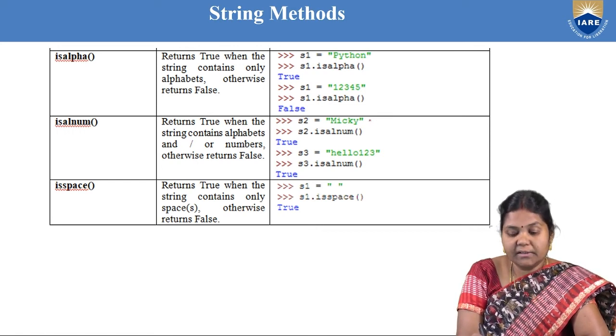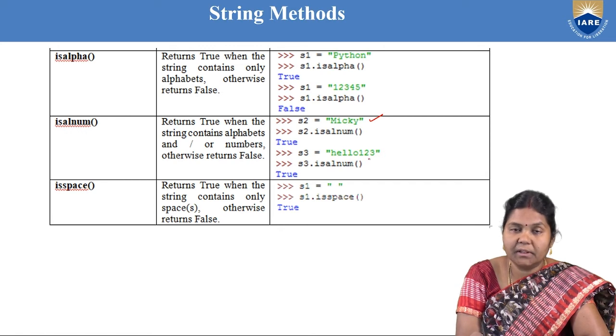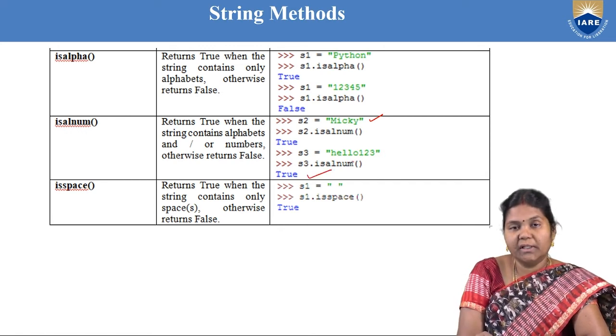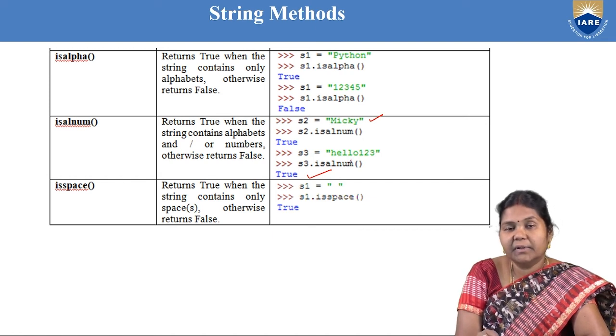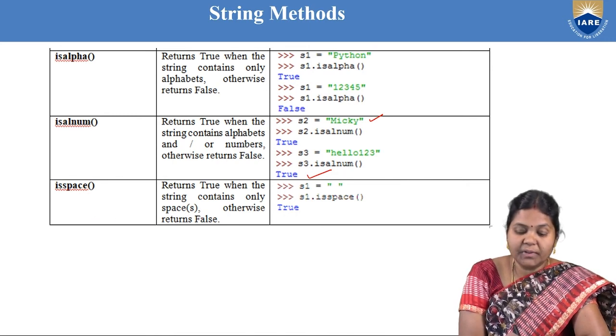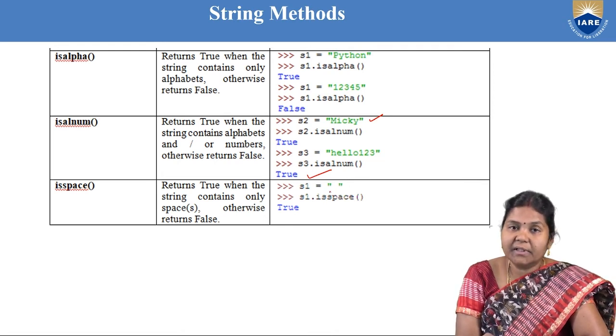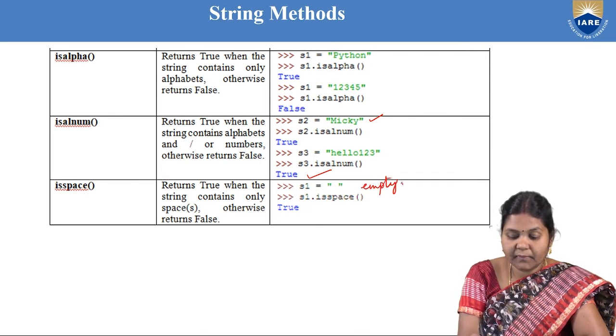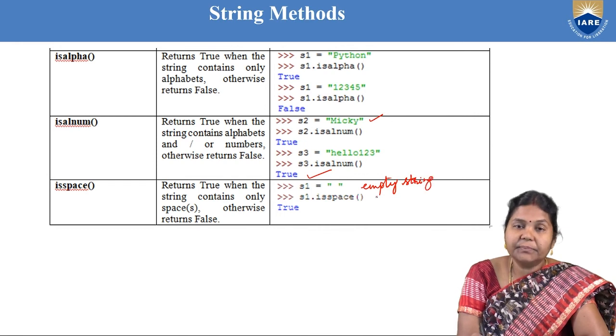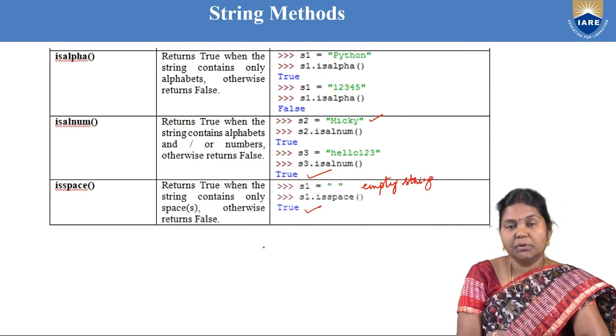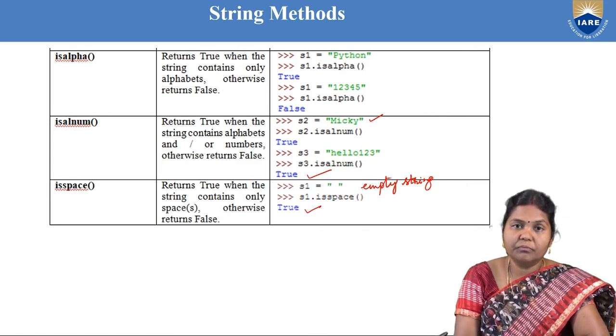If S2 is a string containing "Mickey", then isalnum returns true, since it contains alphabets. If you take "hello123", it consists of alphabets and numbers, so it will also return true. So isalnum returns true or false by checking whether the string contains only alphabets and numbers. Then isspace returns true when the string contains only spaces, otherwise it returns false. Let us check with a string of spaces: take S1 as a string containing only spaces, and check S1.isspace. It contains only spaces, so it will return true. So these three methods return only true or false.